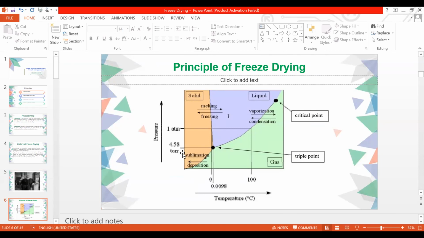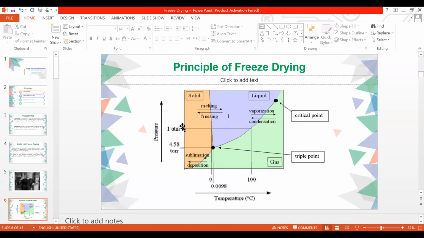The pressure ranges from 0 millimeter of mercury to beyond 1 atmosphere, or 760 millimeter of mercury, while the temperature ranges from below 0 degrees centigrade to above 100 degrees centigrade. The three lines describe the three phases of water: solid, liquid, and gas.